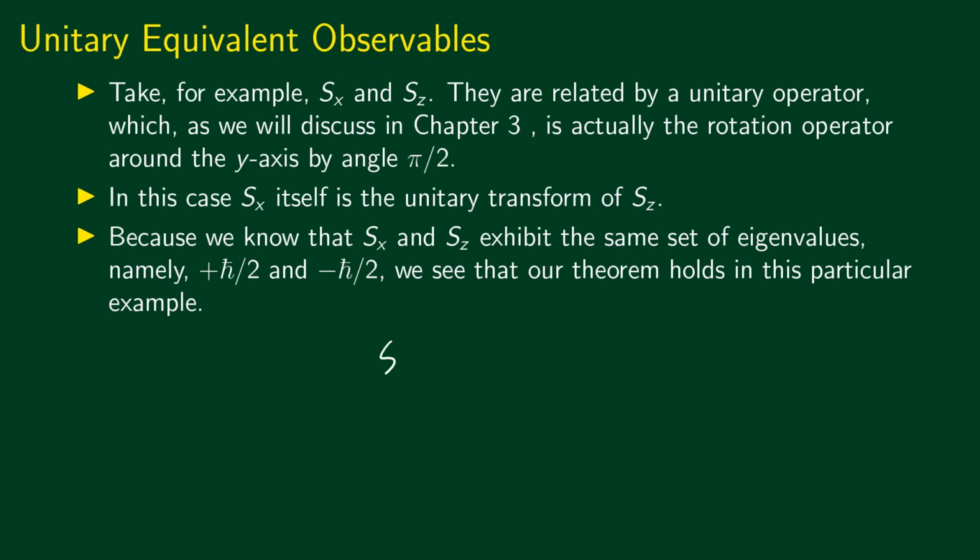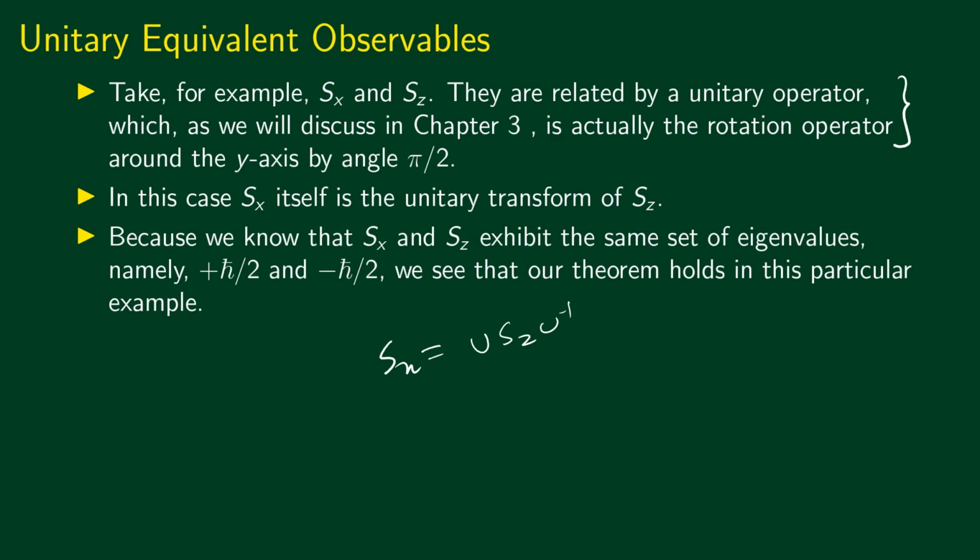We have not yet discussed these things, but we can show that Sx has the form U Sz U inverse, if this U corresponds to a rotation about the y-axis by an angle pi by 2. So we can say that Sx and Sz are unitary equivalent observables.